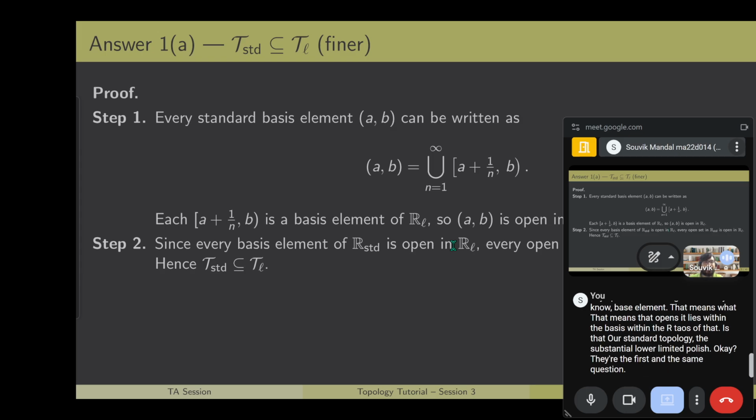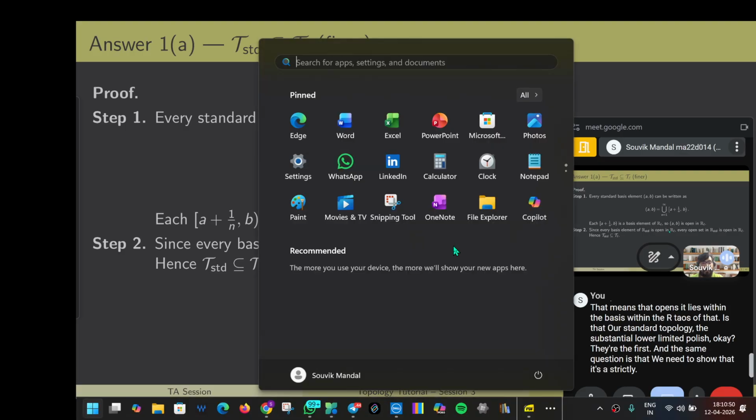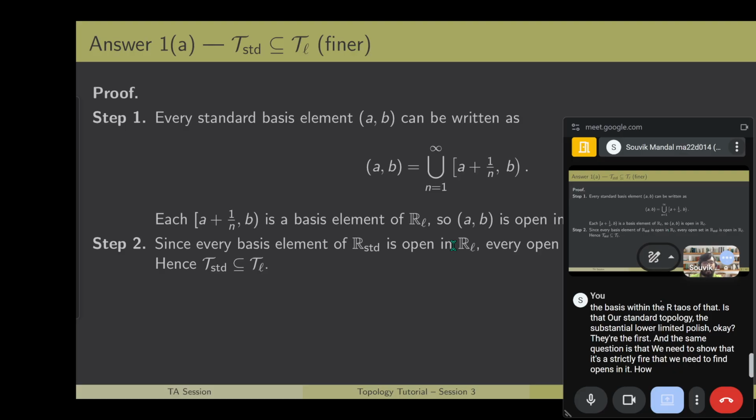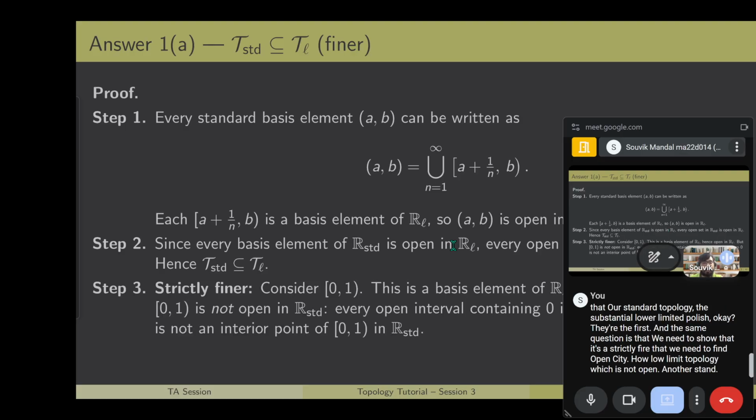And the second question is that we need to show that it's strictly finer. That means we need to find an open set in the lower limit topology which is not open with respect to the standard topology. So consider the set closed 0 open 1. It's a basis element of R in the lower limit topology, but closed 0 open 1 is not open in R with the standard topology, because every open interval containing 0 is not an interior point of 0 in R standard topology.